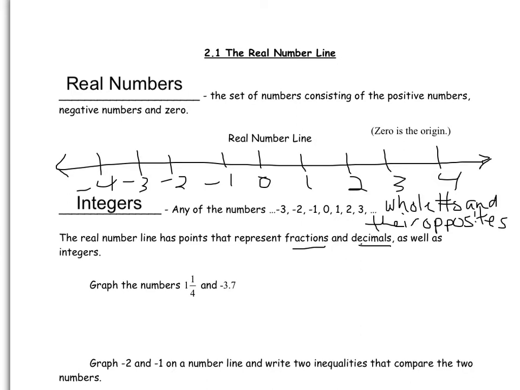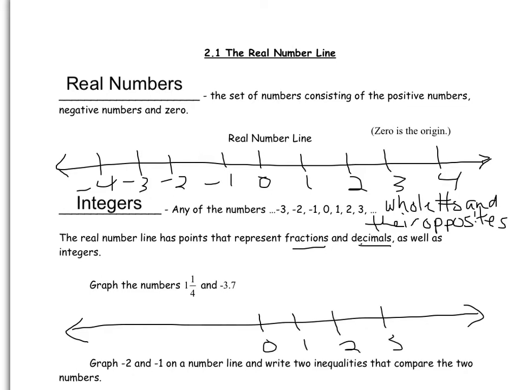So you could graph the numbers 1 and 1/4 and -3 and 7/10 on a number line. So you could draw a number line and you could do an approximate. Remember, 0 as our origin. Again, we have 1, 2, 3, 4, and so on. Your positive numbers to your right, negative numbers to your left. And we could graph this. We could put a point at 1 and 1/4, right about there. And if we graph -3 and 7/10, it would be approximately here.